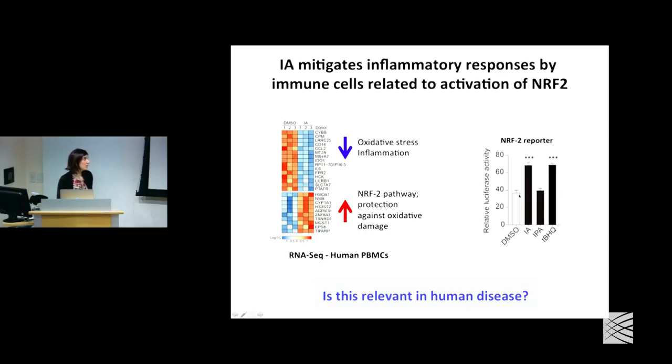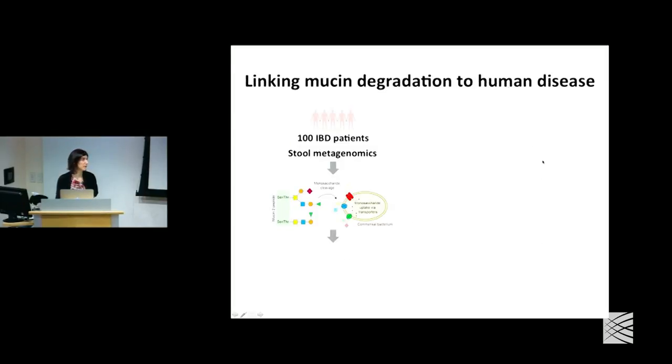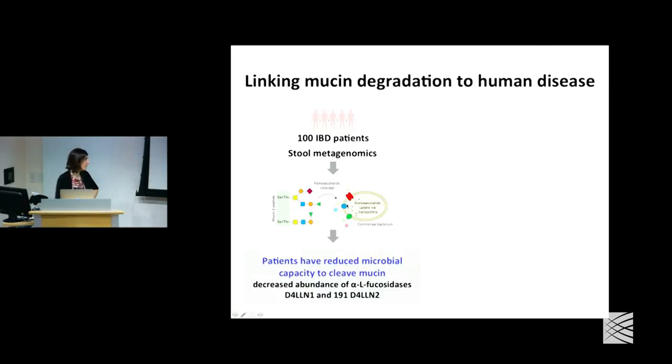And so now we wanted to look in disease. Could we see the genes that we now think are important for this phenomenon in our metagenomic samples from people with disease? So we looked at a cohort of IBD patients. We had stool metagenomic data, and we looked for the genes involved in mucus utilization. So the ones that are responsible for cleaving the sugars off of mucus and transporting them. Now, once again, we're back in bacteria. What we saw is that IBD patients had a reduced capacity to cleave mucin.